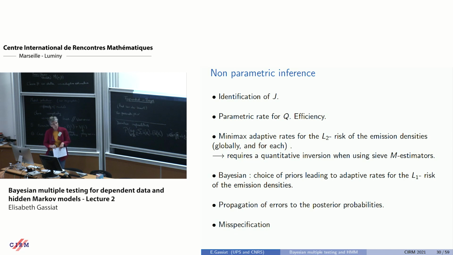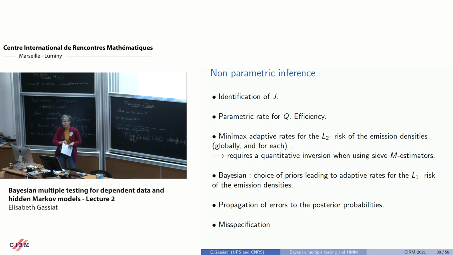And the last key point, about which I think the story is not finished, is misspecification, because of course hidden Markov models are an idealized vision of dependent sequences. Dependent sequences are of course not all hidden Markov, so you need to understand what happens if you are wrong, if in fact the latent variables are not Markov and your observations are not exactly in your model, so there is some bias term in here.